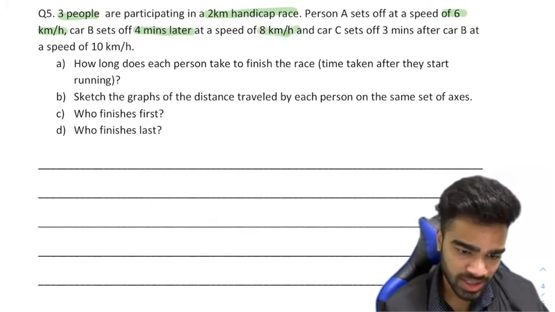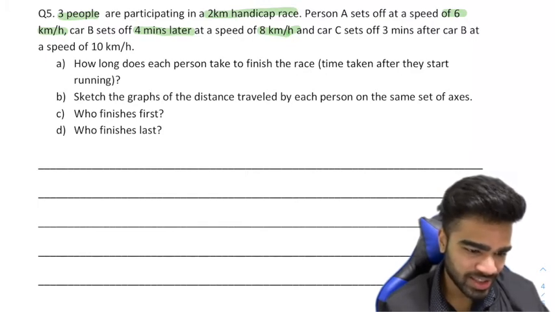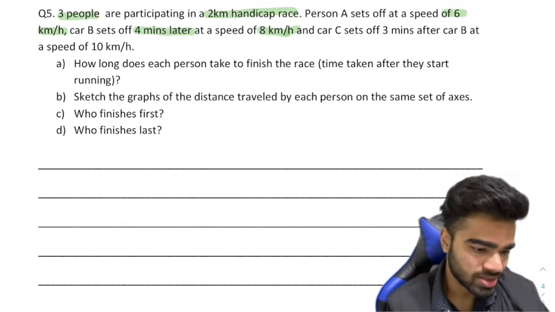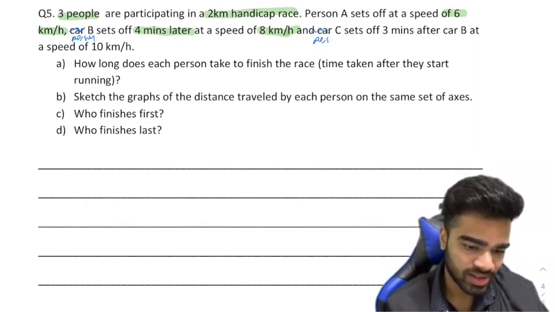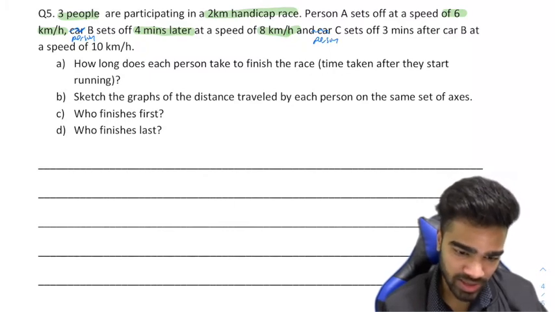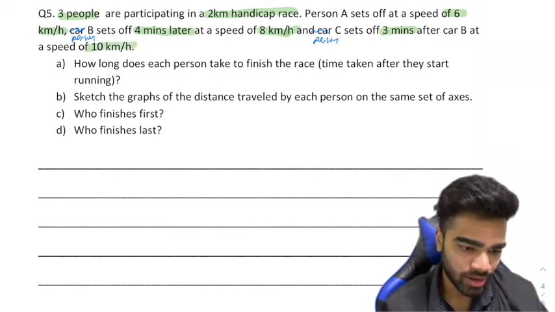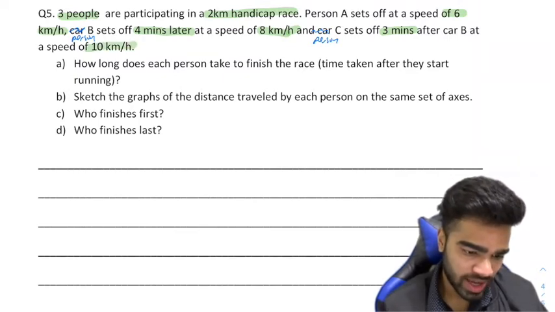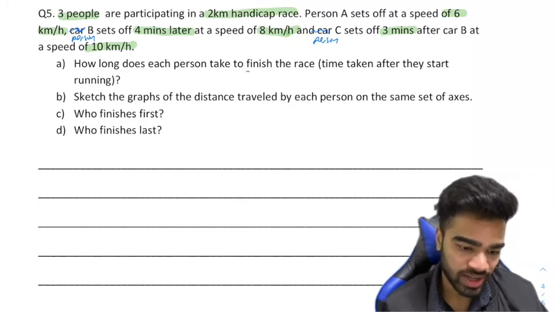And car C sets off. Oh, it's a car. I think it's meant to be people, so it should be person and person. Okay, ignoring that, let's quickly move on. So person B sets off 4 minutes later at a speed of 8 kilometers per hour, and person C sets off 3 minutes after person B at 10 kilometers per hour. All right. So how long does each person take to finish the race? All right, let's do it.